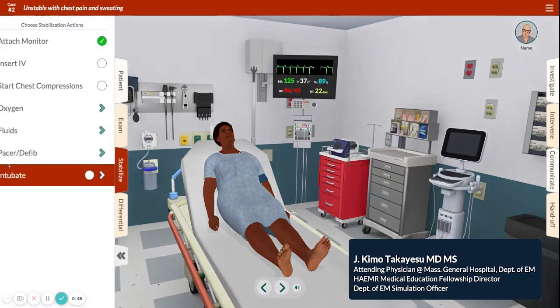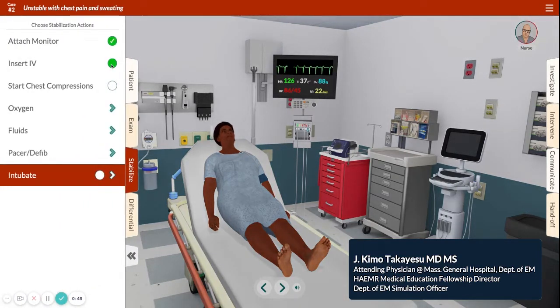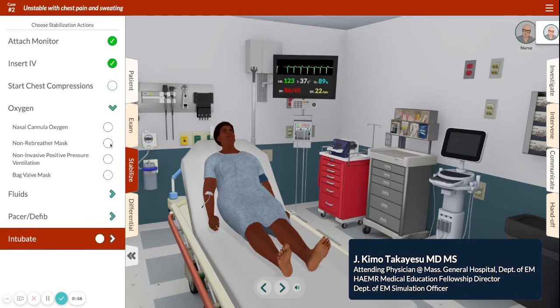So the first thing I want to do in terms of stabilization is to place an IV, not that we know specifically what we're going to do with that IV, and I want to improve her oxygenation. So let's put her on a non-rebreather mask. When we do that, her sats come up, but her vital signs otherwise don't change appreciably.